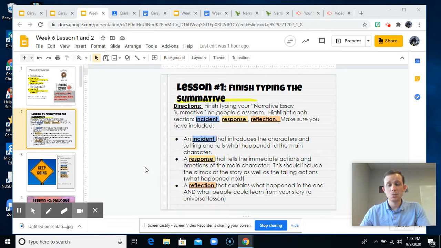Okay, so we're here in lesson 1 of week 6, working on our summative. And I'm going to go over the directions with you, make sure you guys know what to do, and then you guys can get started.